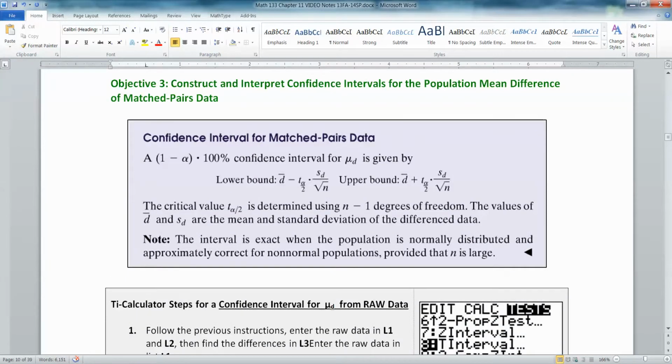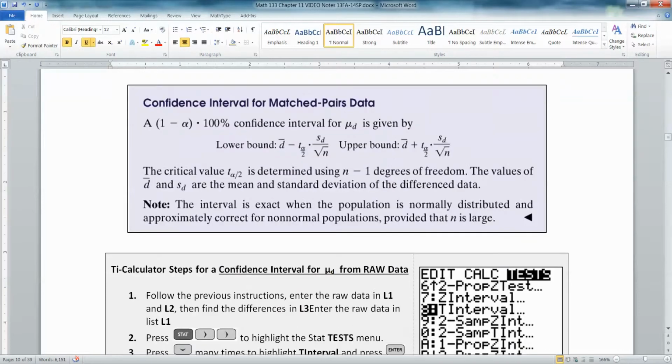Same thing is going to happen here with the confidence interval. So we have a lower bound and an upper bound. The critical value t alpha over 2 is determined using n minus 1 degrees of freedom, and D bar and SD are the mean and standard deviation for the differenced data, just like they were before for the hypothesis test. And again, the interval is exact when the population is normally distributed and only approximate if it's non-normal, and we can deal with that later.